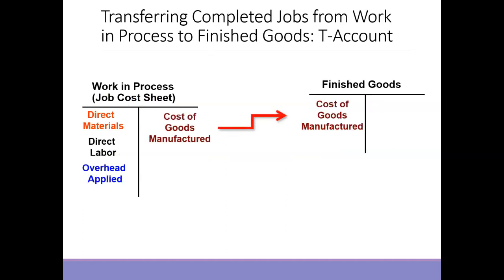Now, once the job is complete, it's going to go out of work in process and it's going to go into another inventory account called finished goods. So this is the cost of the goods manufactured that have been completed but haven't been sold yet. They are going to be transferred from all those jobs, what we labeled in work in process, into finished goods.